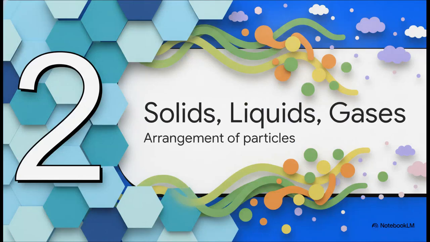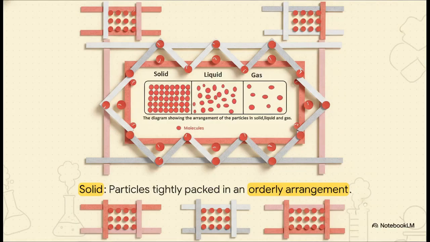Moving on to section 2, solids, liquids, and gases. Let's conceptually shrink ourselves down to the atomic level for a second. Focus your attention right on that first box showing a solid. Notice how those red particles are just tightly packed together? It's a highly structured, rigid, and totally orderly arrangement. Because they're so closely bound to one another, they have very minimal movement. They literally cannot wander off. They just kind of sit there and vibrate in their fixed, locked-in positions.